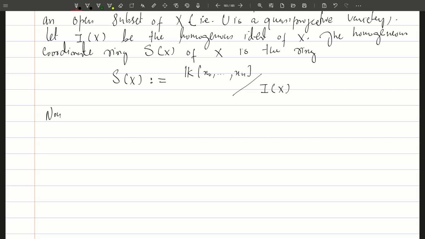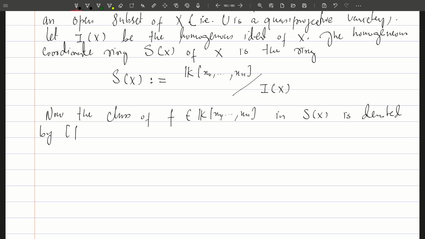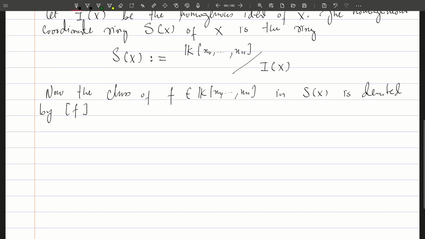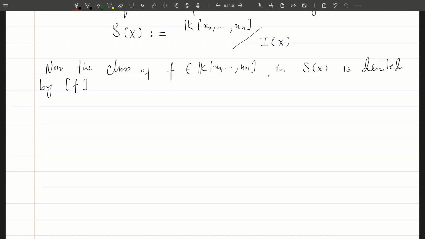Now the class of a polynomial, say f in the polynomial ring in n plus 1 variables, in Sx is denoted by the class of f. Again, Ix is an integral domain because X is a projective variety, so Ix is a prime ideal. That means Sx is an integral domain.